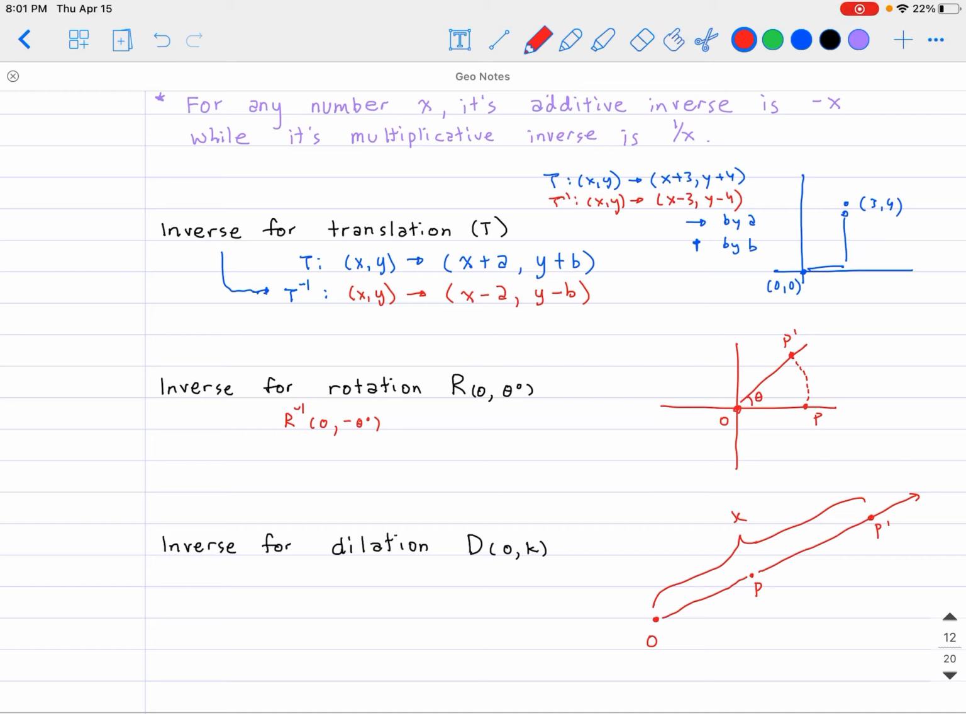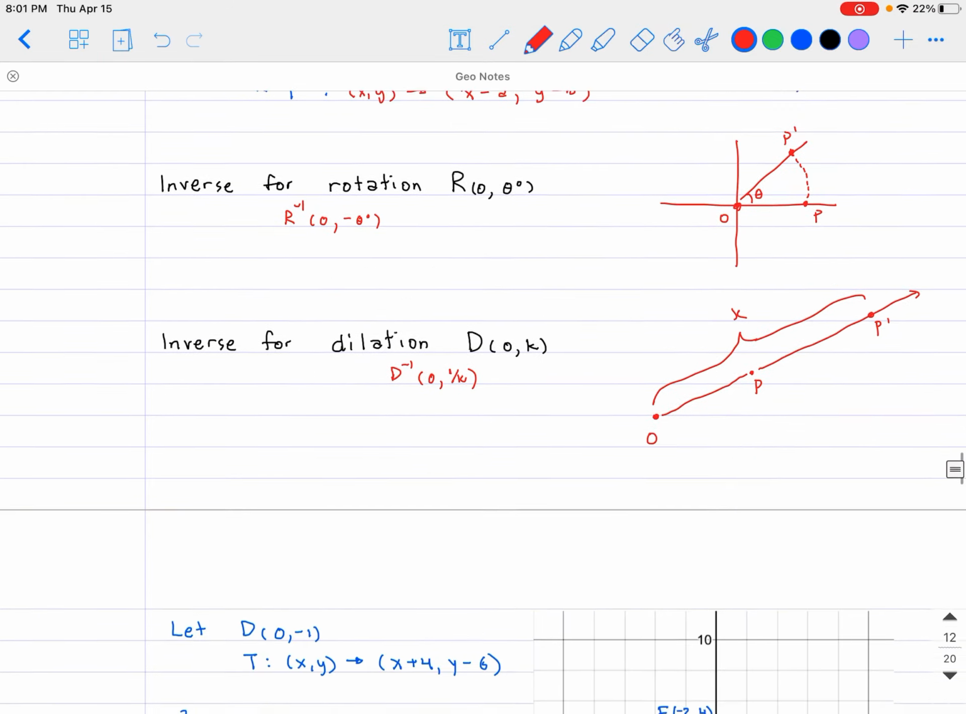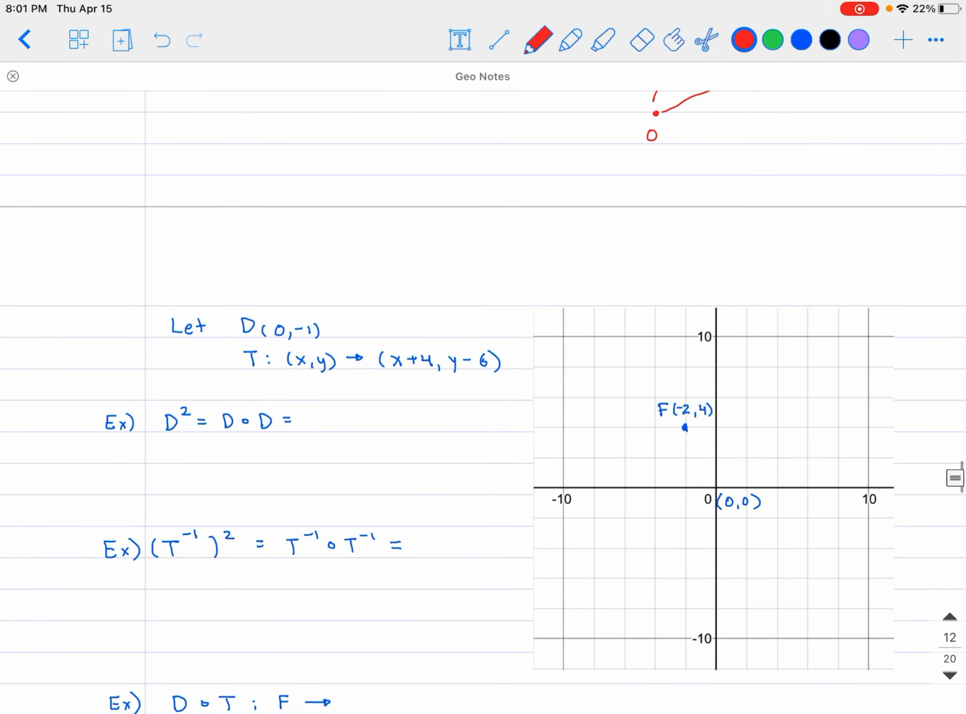So then that means I probably want to reduce that factor. So that means the dilation inverse looks like it's going to be from point O, and then it's going to be a dilation factor of 1 over K, because that will get me back to the same position, because K times 1 over K is equal to 1. Okay. All right.